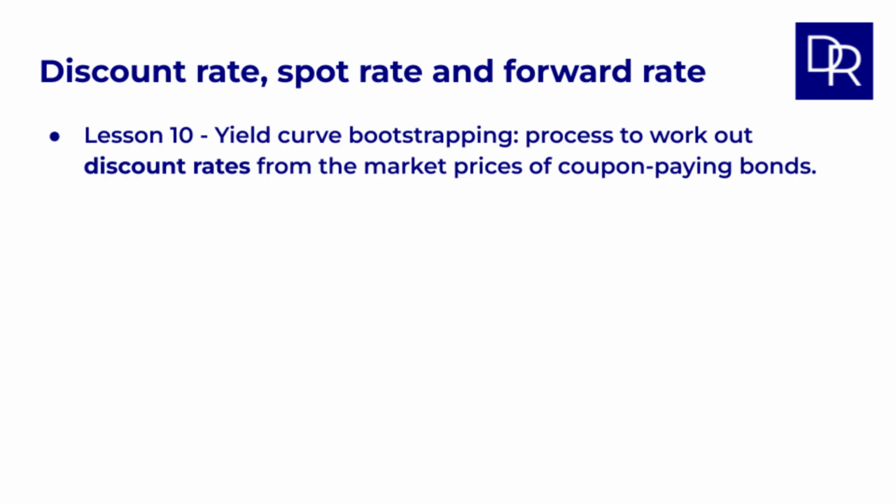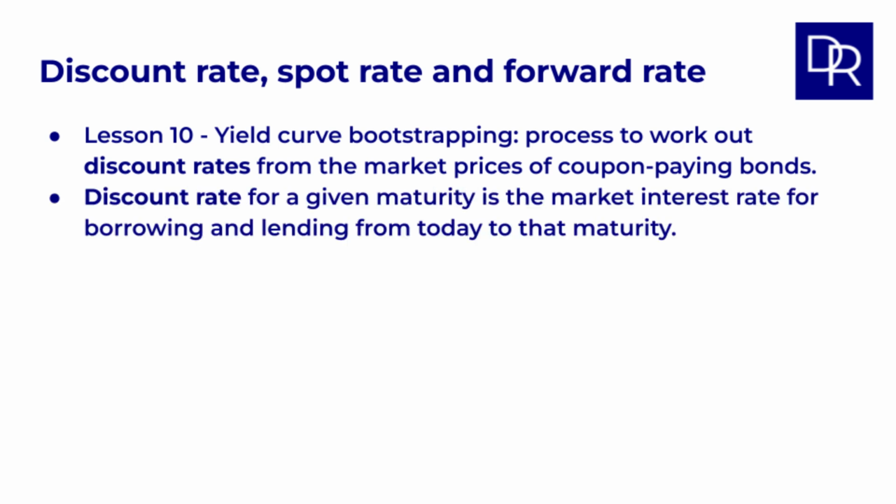Recently, in Lesson 10, we looked at yield curve bootstrapping. We saw how we can use this process to work out so-called discount rates from the market prices of coupon-paying bonds using no-arbitrage principles. The discount rate for a given maturity is the market interest rate for borrowing and lending from today to that maturity.